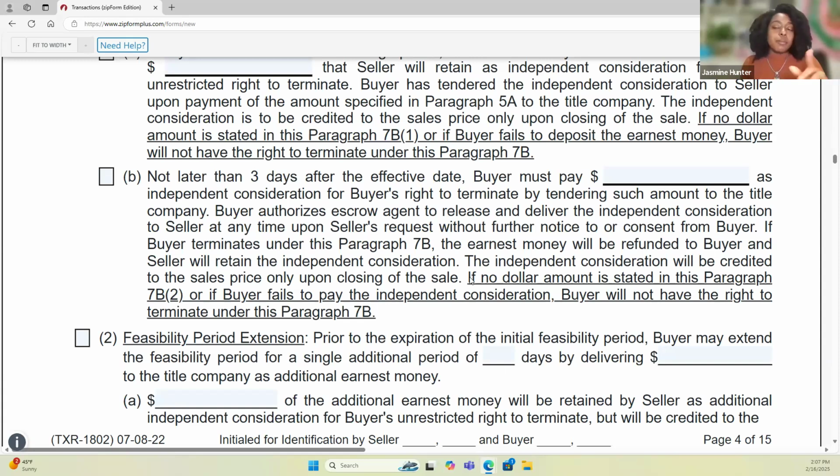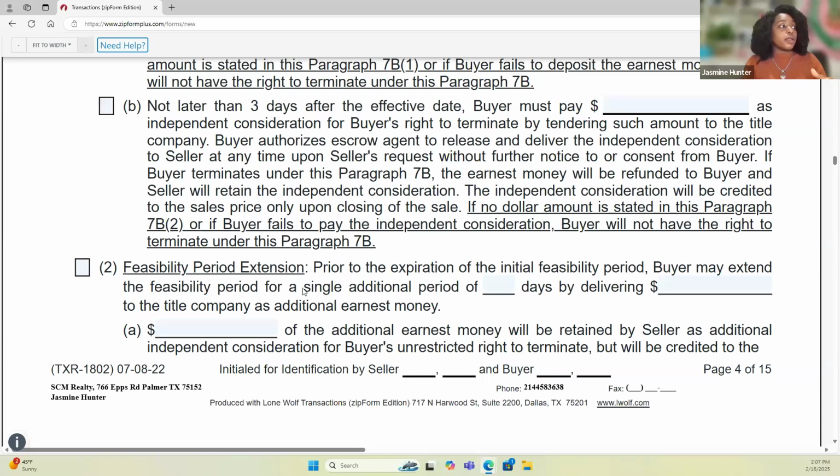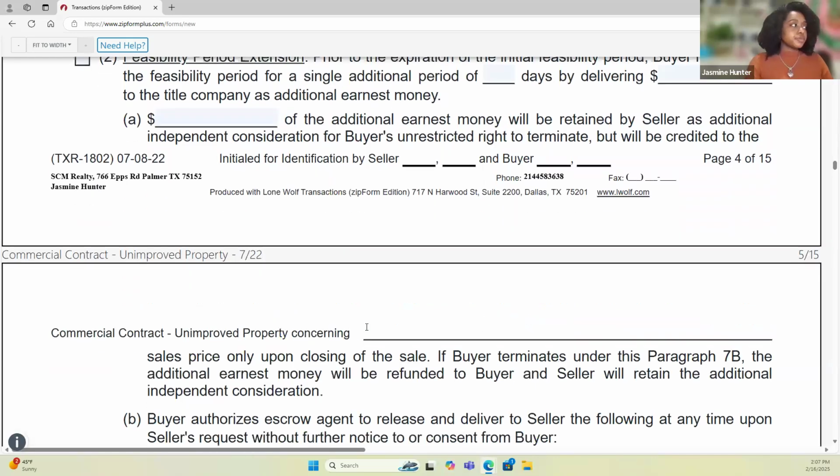But then just in case, I'm also going to pay an additional amount to get an additional X amount of days. Okay. If that's what I want to do right here in the feasibility period extension, I have to do this up front, because when I get to the feasibility extension later, just like in a regular deal, they might say no to that. Okay. So if you leave this with no dollar amount or whatever, then you're forfeiting your right to terminate under these circumstances here. Okay. All right.